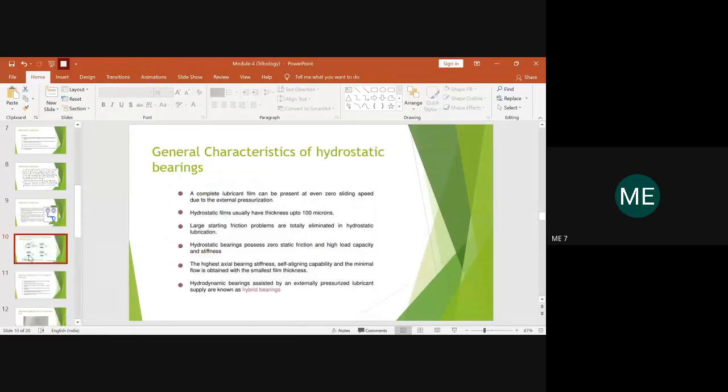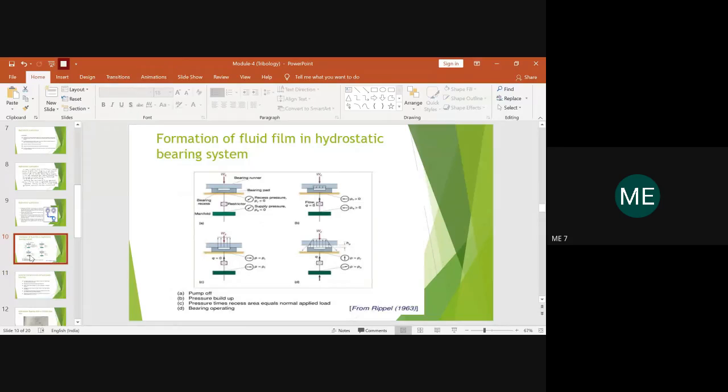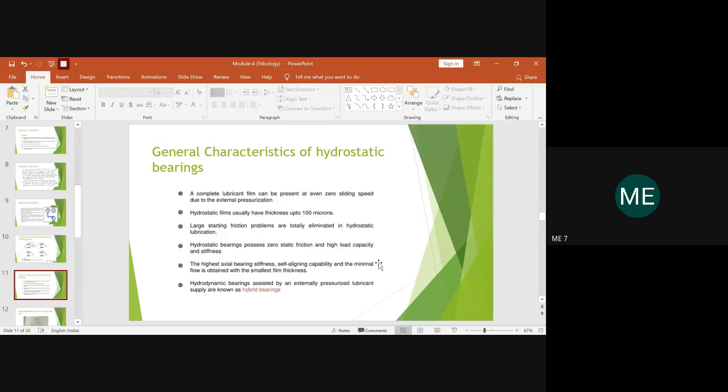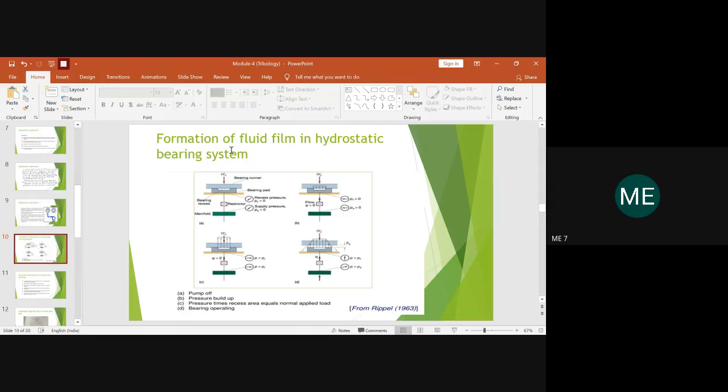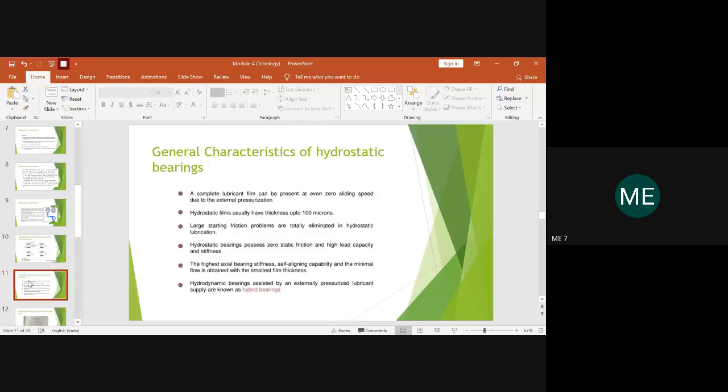So once the concept of formation of fluid film is known, also be attentive and keep the terminologies in your mind, because while solving the problem, there will be conditions like PR is equal to 0, PS is equal to 0, sometimes PS is equal to PR. So you should know what these are. If you listen now, at that time you won't face the problem. So once the formation of fluid film is understood, you should know some general characteristics of hydrostatic bearings.